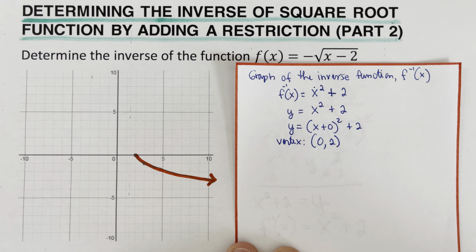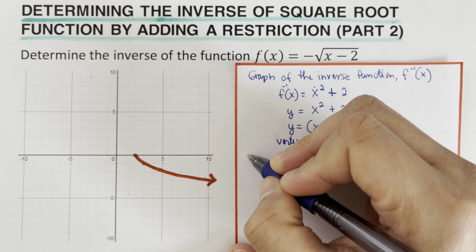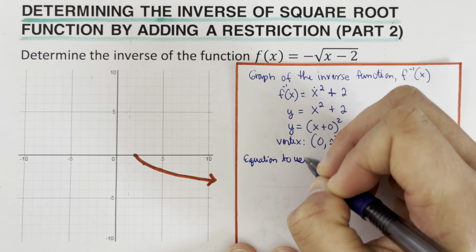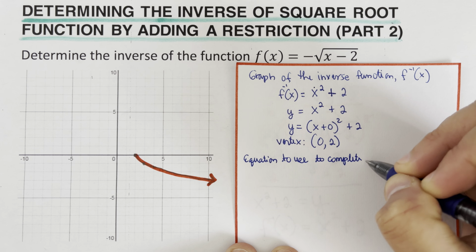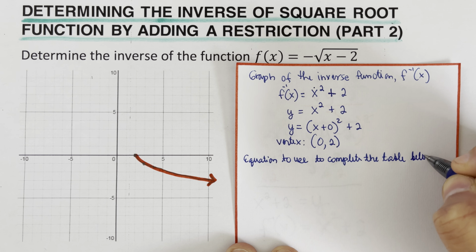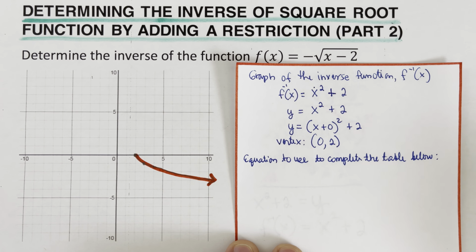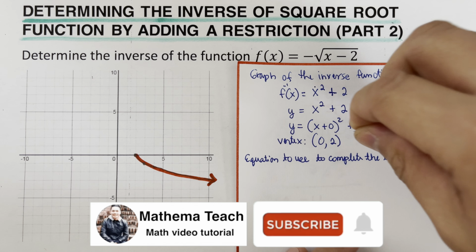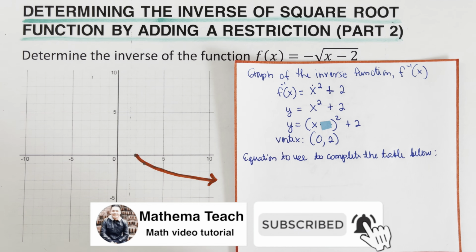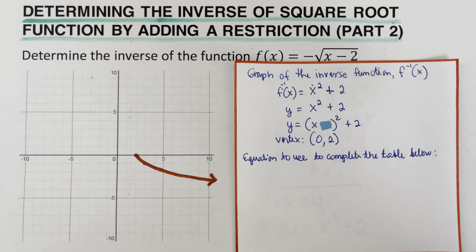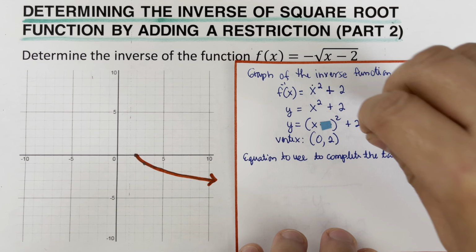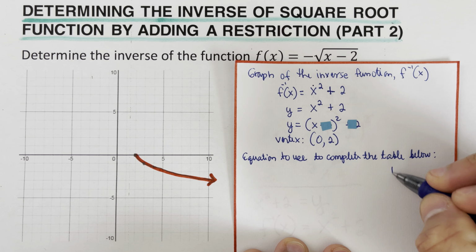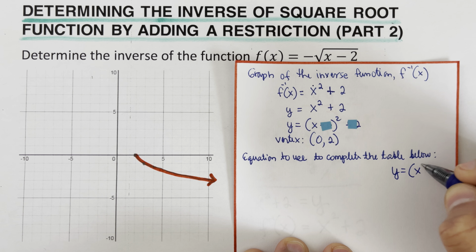Okay, then we determine the equation that we need to use in order to complete the table. So I'm just going to write that down here. Again, the trick to determine the equation that we're going to use to complete the table is to cover the h value and the k value at the same time, and whatever is left over, that would be the equation that we're going to use to complete the table. So that would be y is actually equal to x squared.